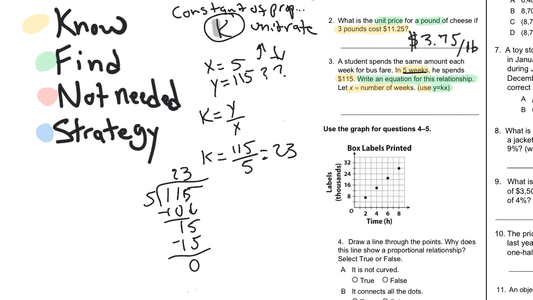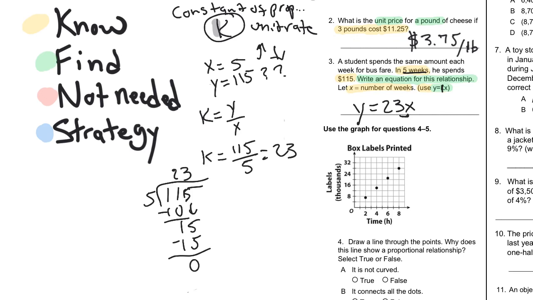Well, now all we need to do is replace k with our number, and we have our relationship. Y equals 23x. And remember, when we put a number and a variable next to each other like that, that means multiply. Okay?